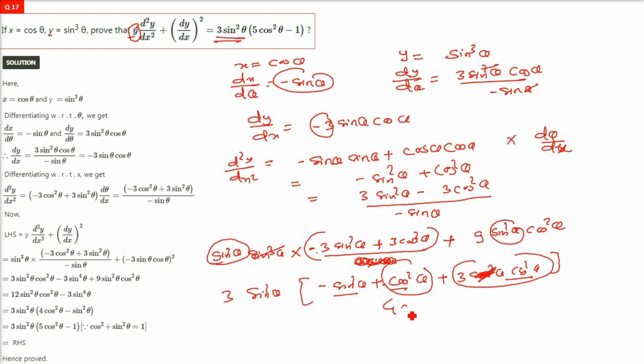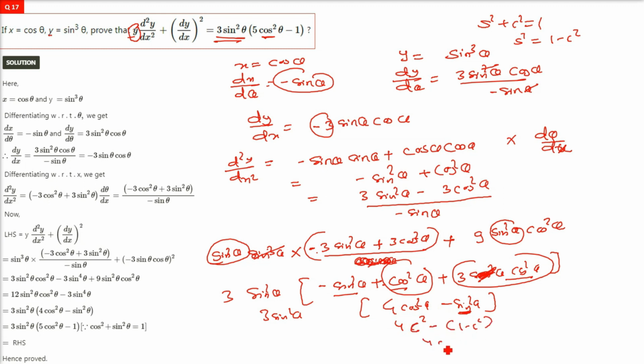4 cos square theta minus sin square theta we'll have, and in the front we have 3 sin square theta. Now we have got 3 sin square theta and cos square theta, but there is no sin square theta on the right hand side. So sin square theta has to be converted to cos square theta, and we know that there is an identity: sin square theta plus cos square theta equals 1. So in place of sin square theta, we can always write 1 minus cos square theta. I'm writing just C for cos square theta. So 4 cos square theta minus (1 minus cos square theta), so 4 cos square theta plus cos square theta is 5 cos square theta minus 1. This is 3 sin square theta times 5 cos square theta minus 1. This is the answer on the right hand side, this is the right hand side you got.